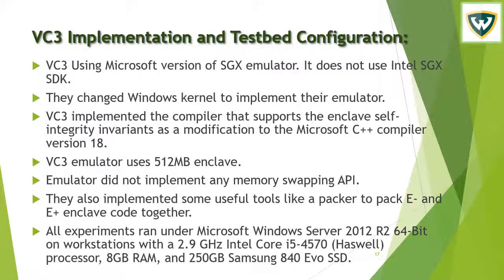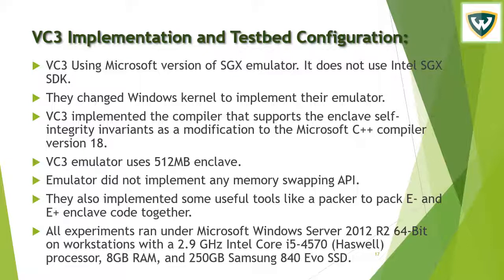For the implementation, VC3 uses the Microsoft version of the SGX emulator. They do not use the Intel SGX SDK because they say SGX is not accurate enough for their test results. So basically, they created their own SGX SDK, and in order to implement the emulator, they changed the Windows kernel. They did this because at that time they didn't have access to the real Intel SGX processor, but they had the blueprint of the Intel SGX from Intel.